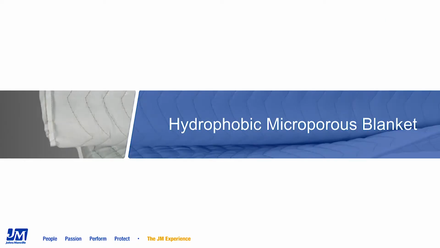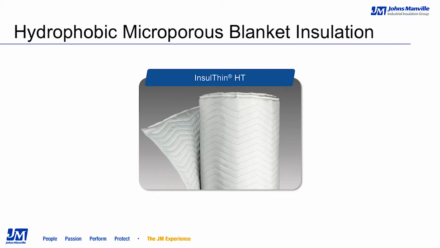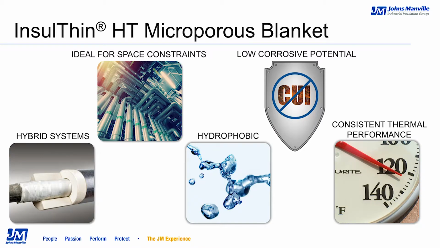Now we're going to move over and talk about Johns Manville's hydrophobic microporous flexible blanket. Insulthin HT is Johns Manville's entry into the thin blanket market. Looking at some of the benefits or features of the Insulthin HT product, it is ideal for space constraints. It has a low corrosive potential. It's hydrophobic, it has consistent thermal performance, and it is a very good choice for hybrid systems.